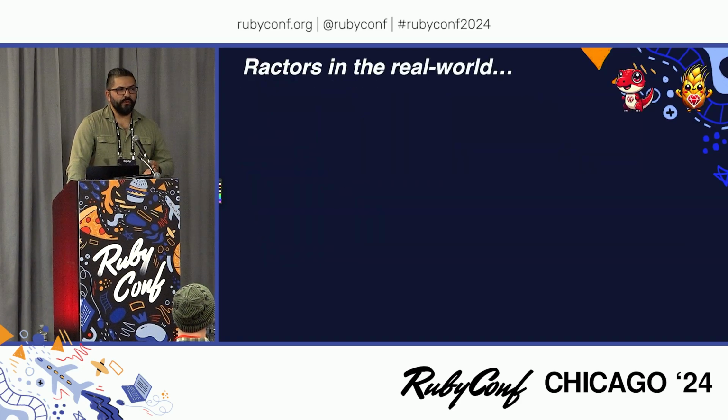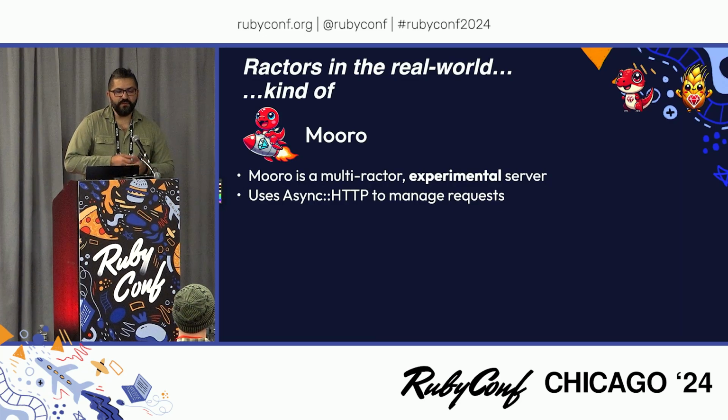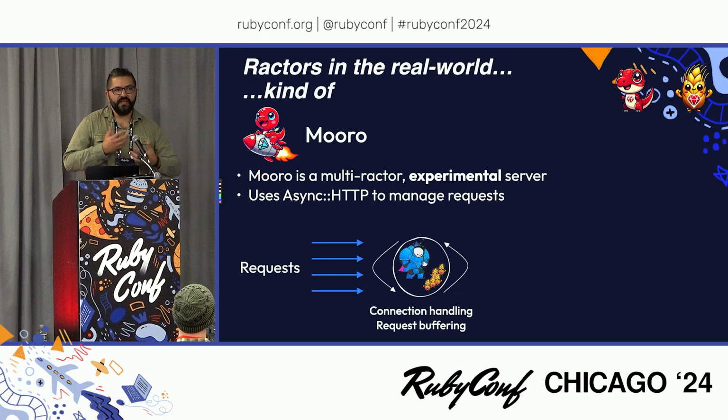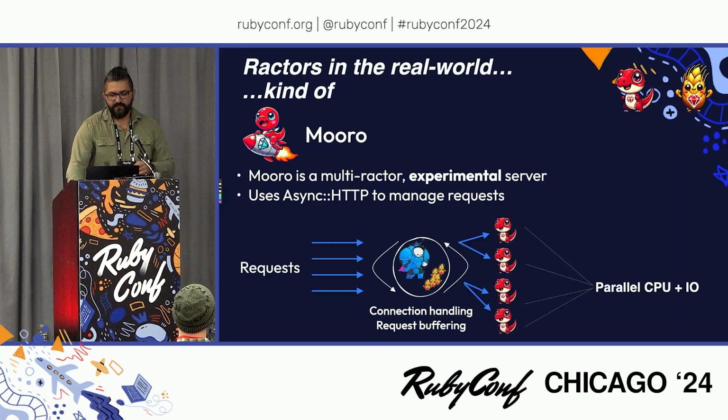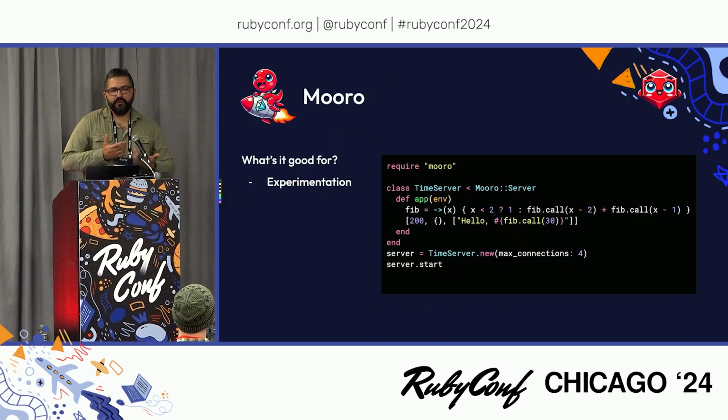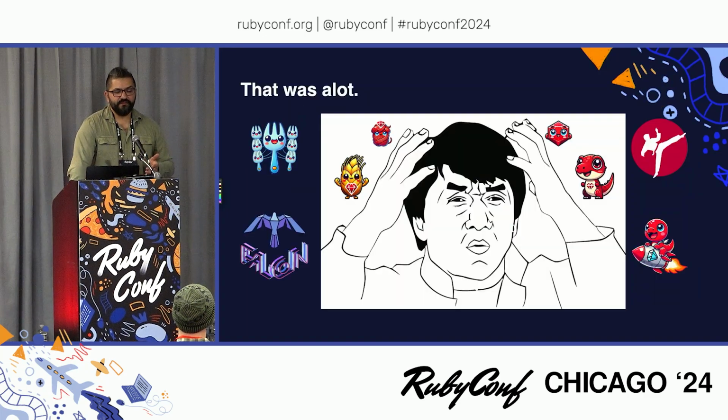Is there an example of Reactors in the real world? There are people using them, but in terms of library support, you don't see a lot. But there is a cool library called Mooro. Mooro is a multi-Reactor experimental server. In front of it uses async HTTP, which is that same underlying FiberScheduler Falcon technology to handle connection handling and request buffering. But then it uses Reactors to handle parallel CPU and I/O. So what's Mooro good for? It's really just good for experimentation right now, but I encourage you to give it a look and try it out because it's one of the main examples out there of something trying to use Reactors in a more serious-ish way.